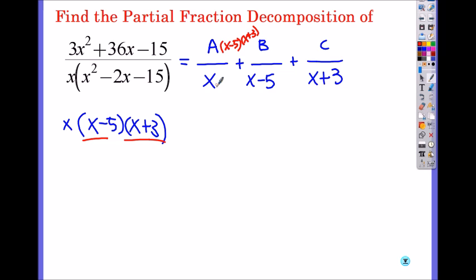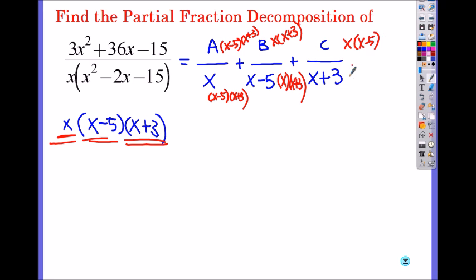Same thing for the denominator: x minus 5 times x plus 3. What about here? You only have x minus 5. Now you have to multiply by x and x plus 3, right? So it's x times x plus 3. Same thing, x times x plus 3. For C, you have x plus 3. So now you multiply by the other two, which is x and x minus 5. So once I do that, the denominator becomes all this, right?